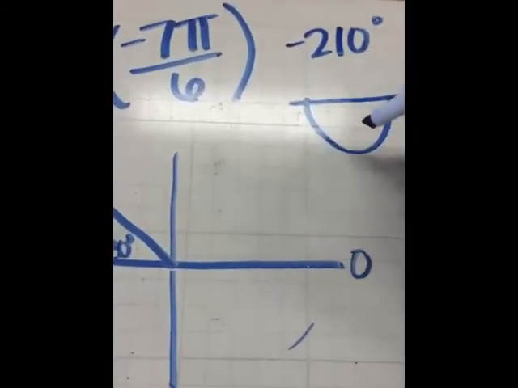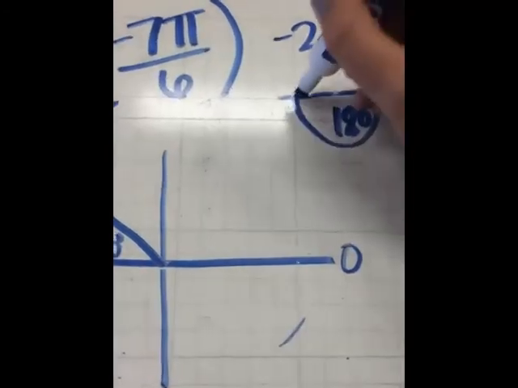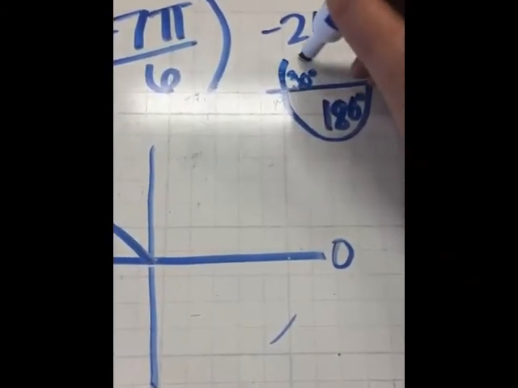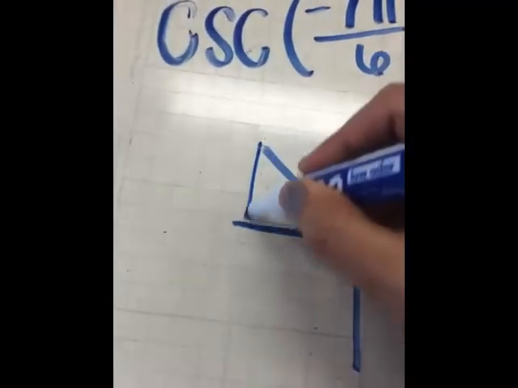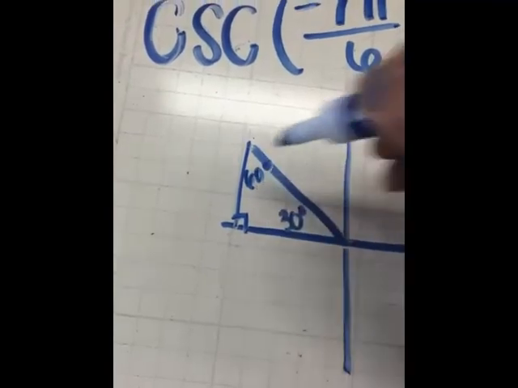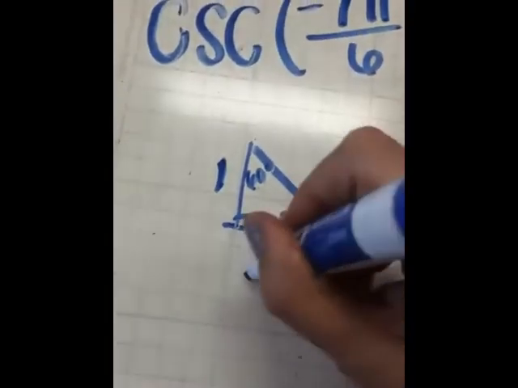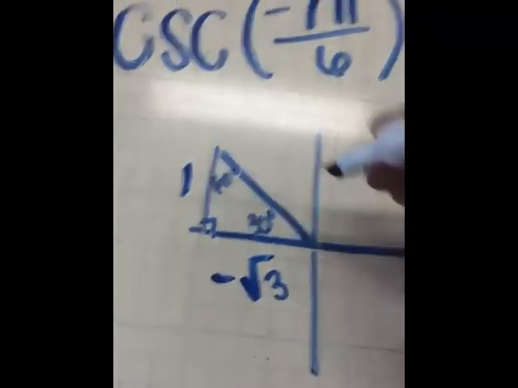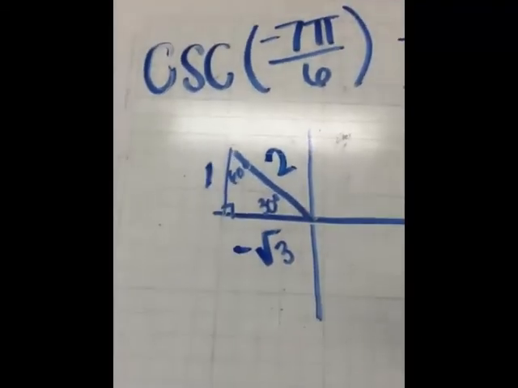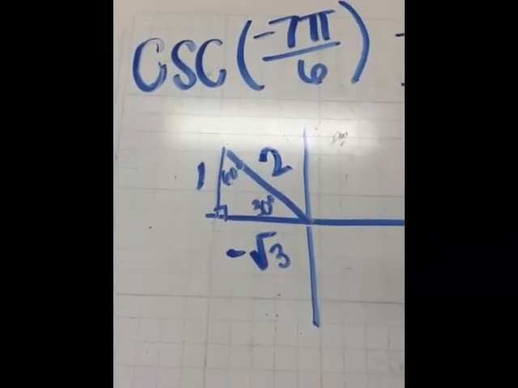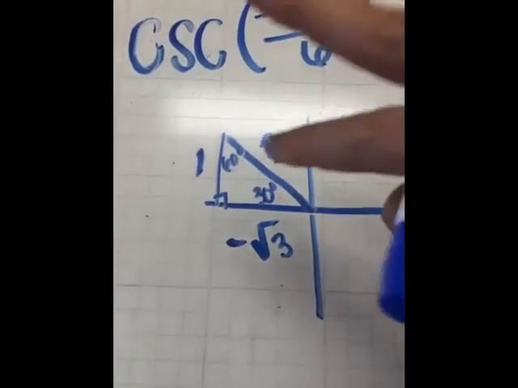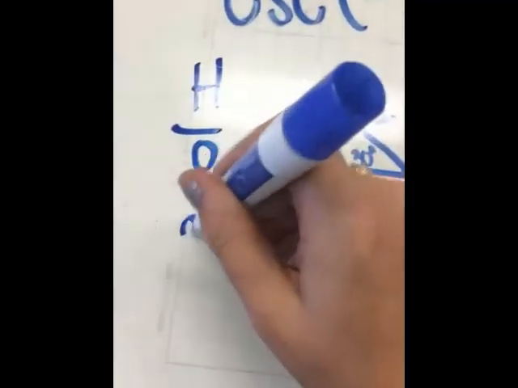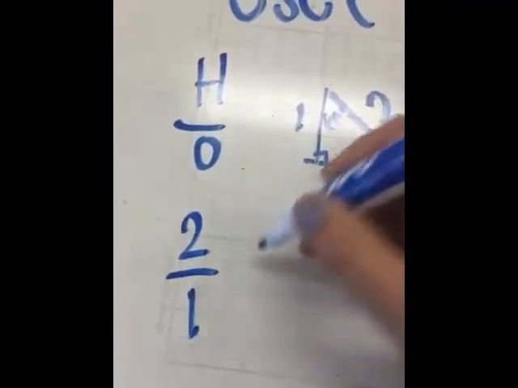To get halfway, that would be 180 degrees. So then we have 30 degrees left to go. And so that would put us in the second quadrant. This is 1, this is negative root 3, and this is 2. So if you wanted to find cosecant of this angle, cosecant is the reciprocal of sine, so it's hypotenuse over opposite, which would be 2 over 1, which is 2.